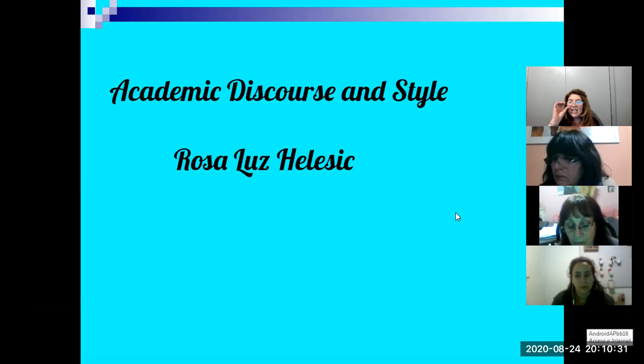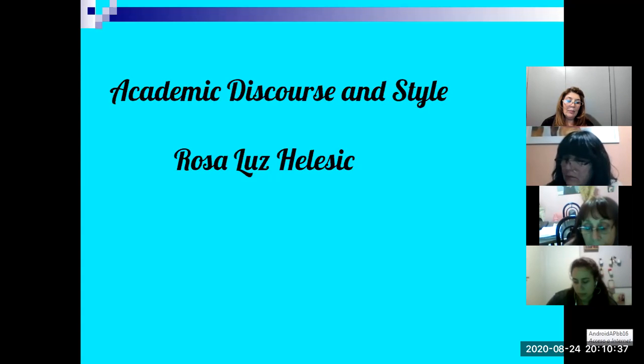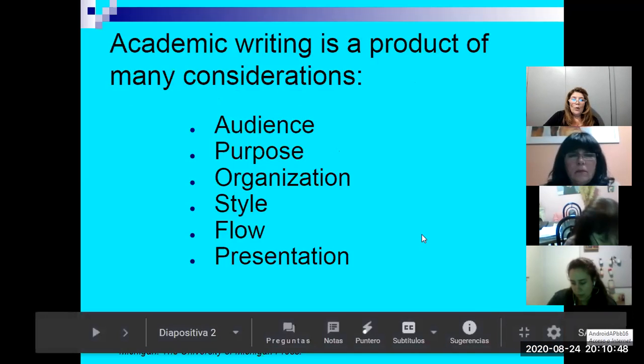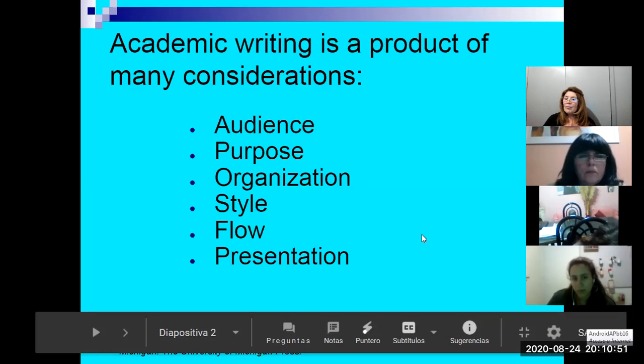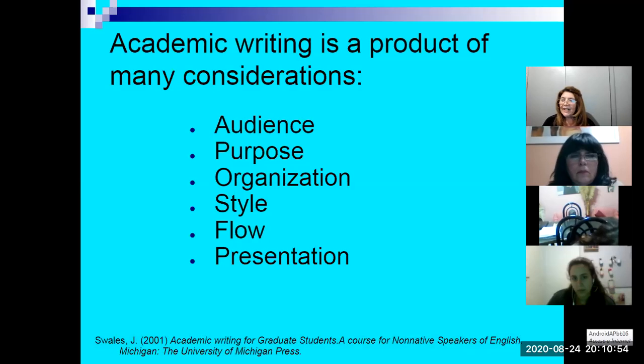Academic discourse and style. I have mentioned some generalities, but I find it important for you to have all the specific information to know how to deal with academic writing, yes? Academic writing is a process of many considerations. Audience, purpose, organization, and the message is very important.